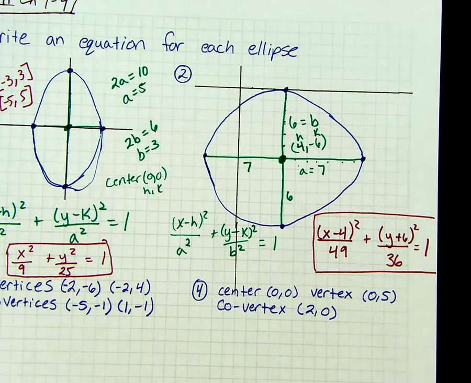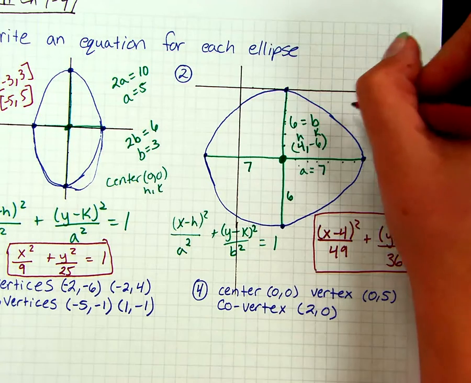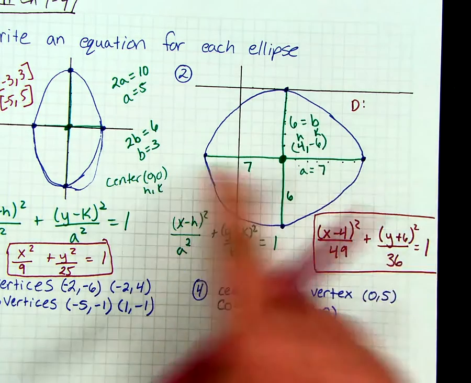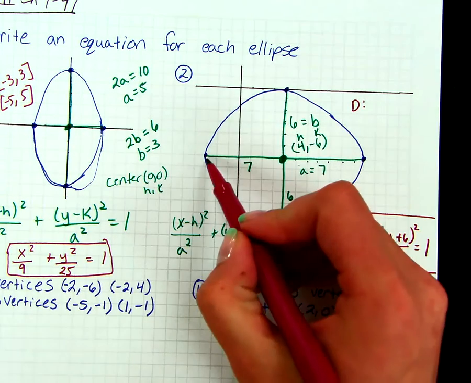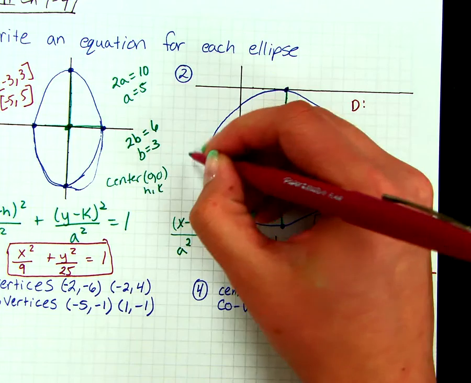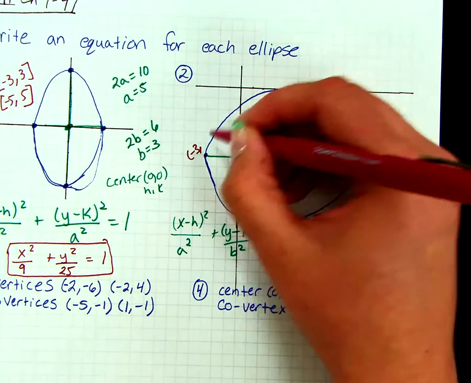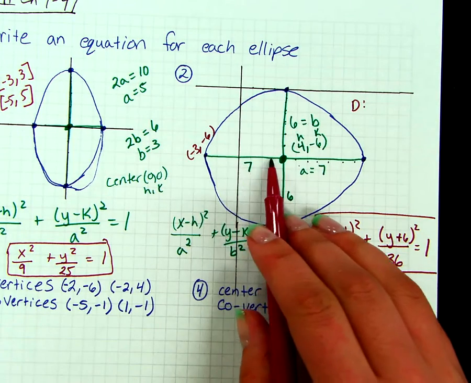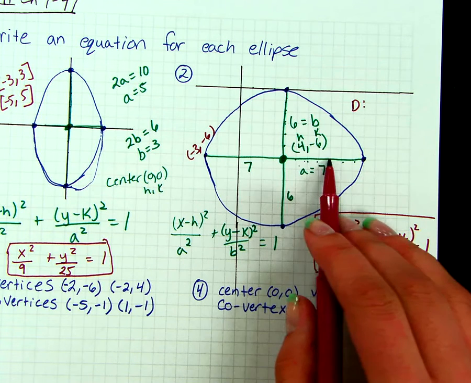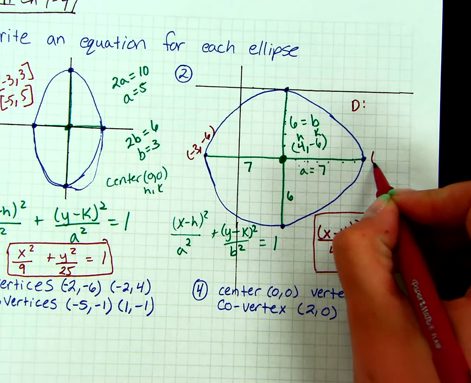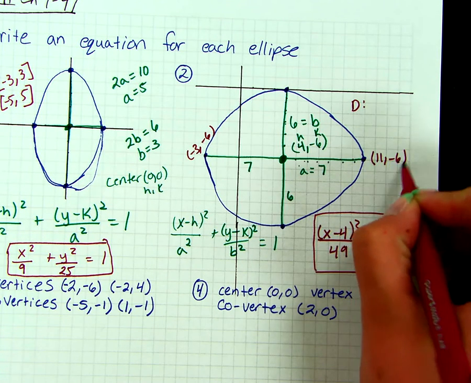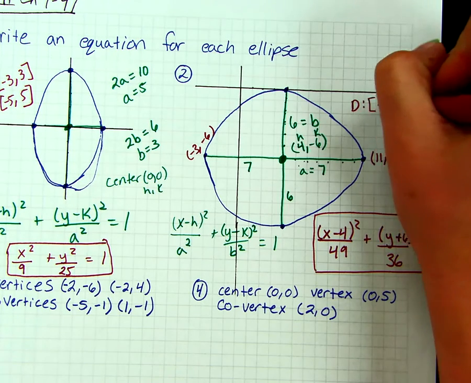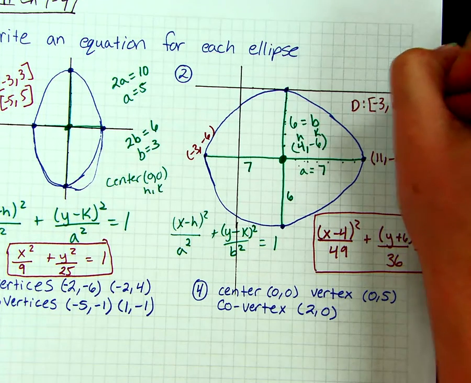Again, just for practice, let's do domain and range real quick. Domain is this direction. At this point, the x value is negative 3, so it's (-3, -6). And then, let's see, 1, 2, 3, 4, 5, 6, 7, 8, 9, 10, 11. This one is at (11, -6). So our domain is going from negative 3 to 11.